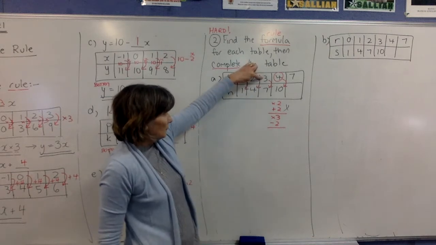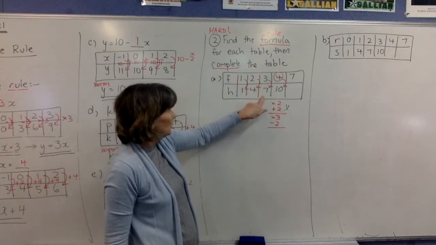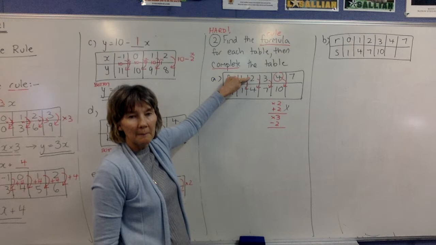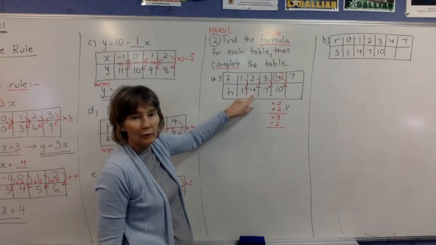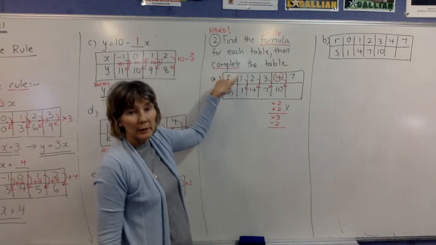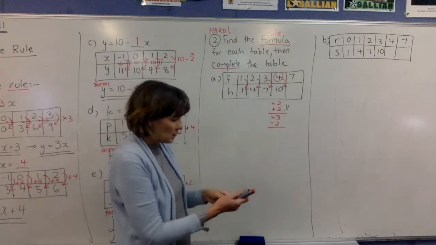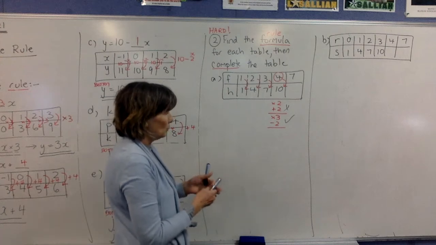So we'll start here. Times by 3, you get 9. Take away 2, you do get 7. Try the next one. Times by 3, you get 6. Take away 2, you do get 4. Let's try the next one. Times by 3, you get 3. Take away 2, you do get 1. So this is the one that's working, and that's the one we're going to write down for our rule.